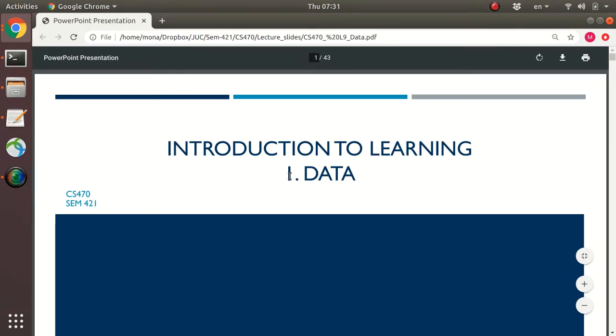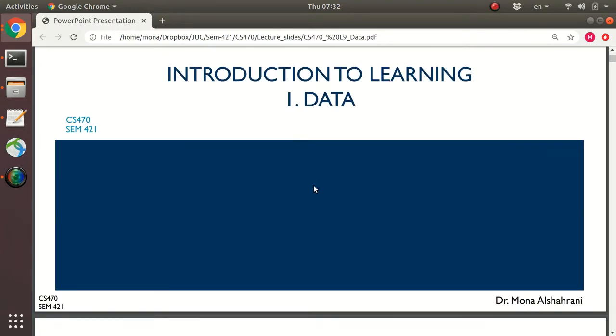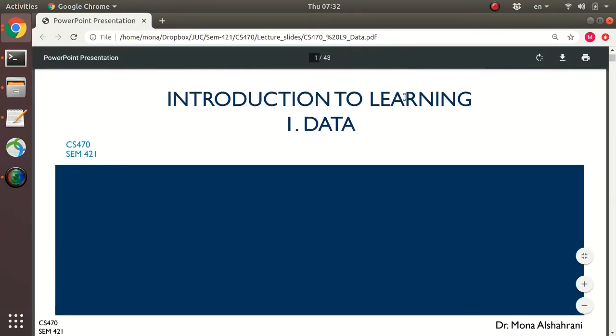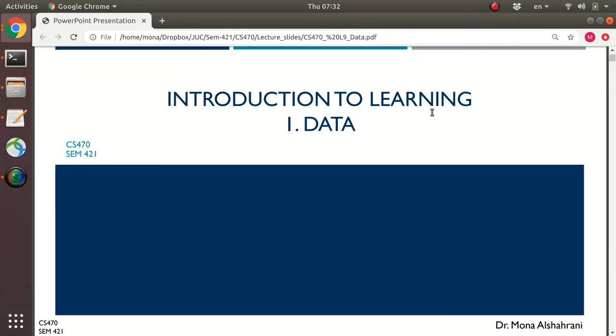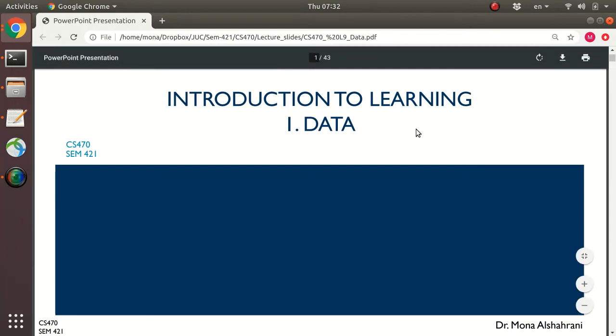The first part of this chapter is about data, and this is similar to the second chapter of the elective course CS466. So if you're taking it, you will notice the overlap between this part and that chapter. After that, we will discuss the main paradigms of learning, and then we will cover some well-known algorithms.